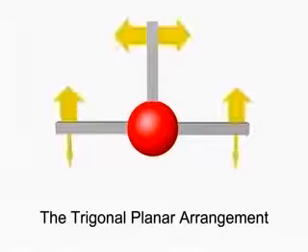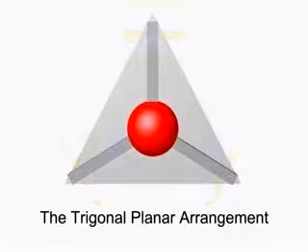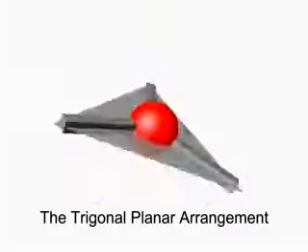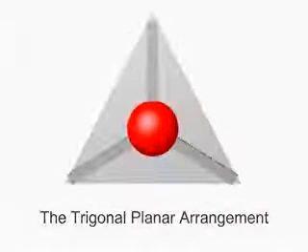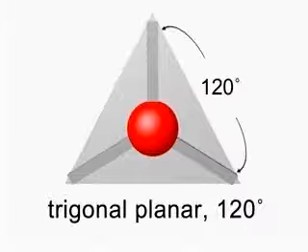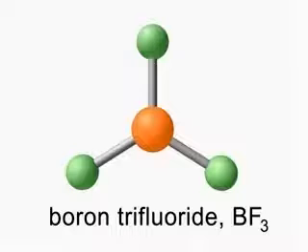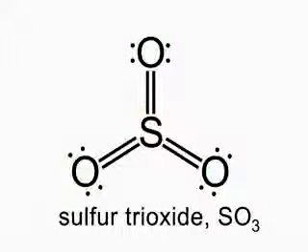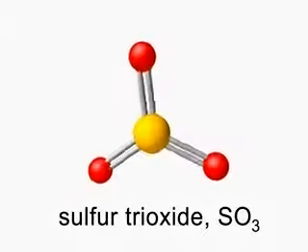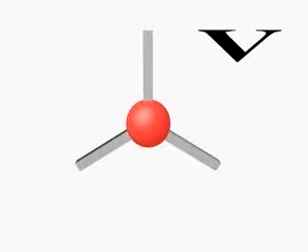Three negative groups attached to a central atom attain minimal repulsions in the trigonal planar arrangement, which has an ideal bond angle of 120 degrees. We observe this angle in molecules with three identical groups, such as boron trifluoride and sulfur trioxide. Molecular shape is determined by the positions of atoms, not electron pairs.